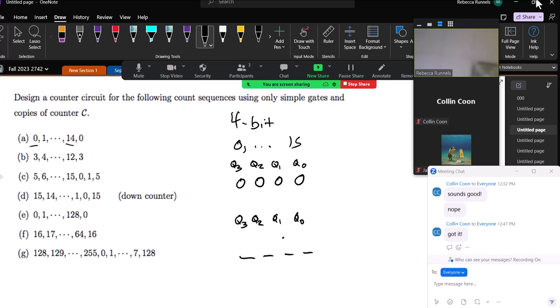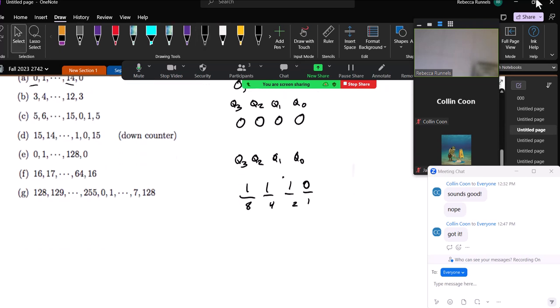Oh, that's right. Y'all are 2742, so yeah, you know binary numbers. Okay, 1, 2, 4, and 8. So 14 is 8 plus 4 is 12 plus 2 is 14. So 1110. So when we get a 1110, that means that's 14, and it would be time to start a new count.